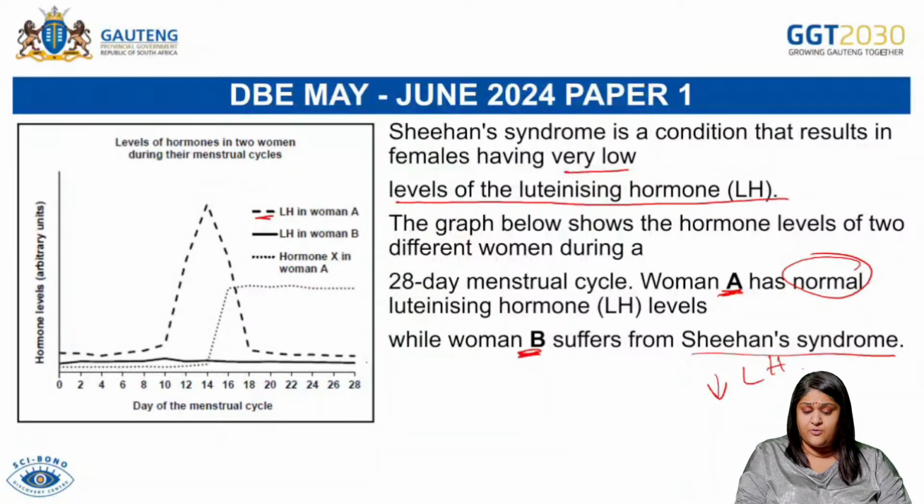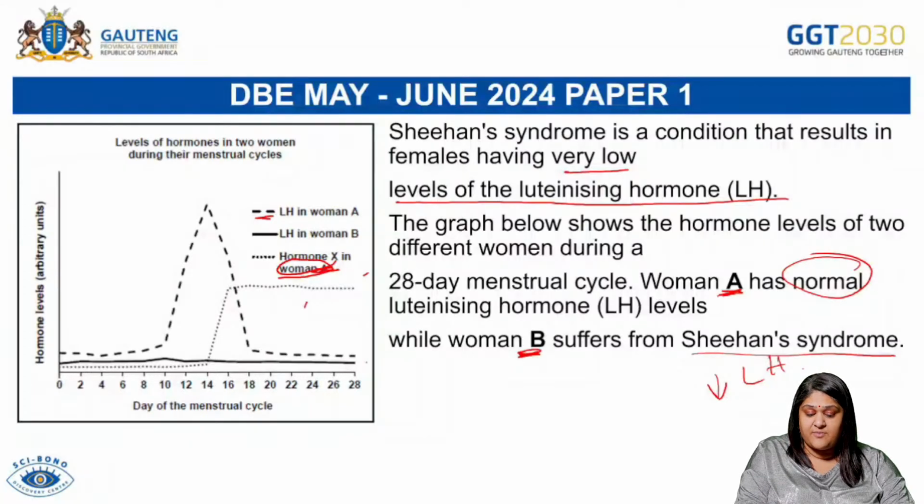Then we have another hormone there. This is hormone X, sorry. This is hormone X in woman A. So here we still have woman A. Remember, the woman has more than one hormone. So LH is low, but now hormone X, what is happening? As you can see, to me, it is following a normal curve, okay?